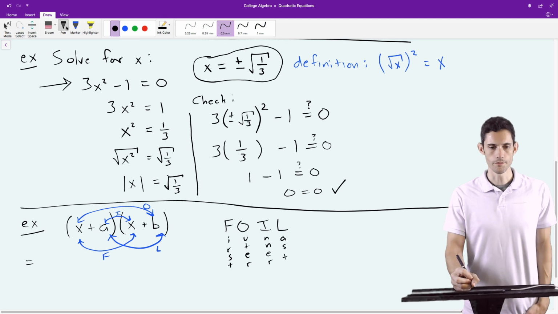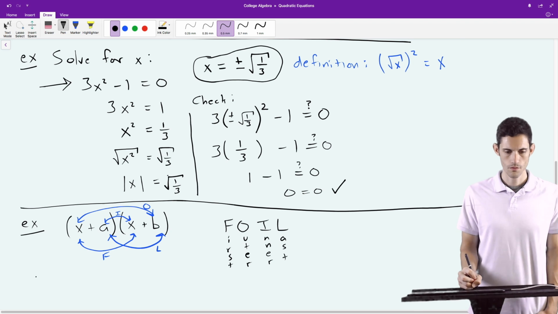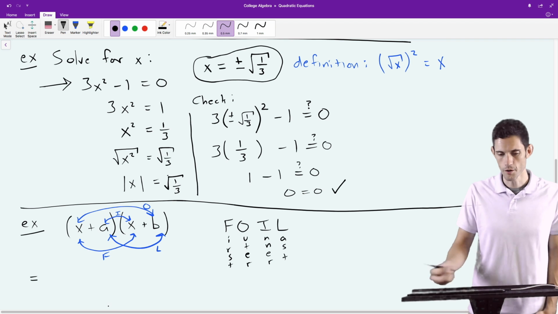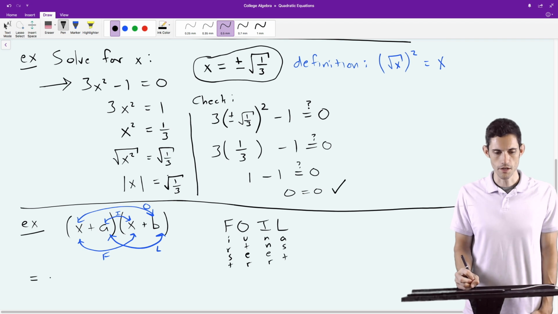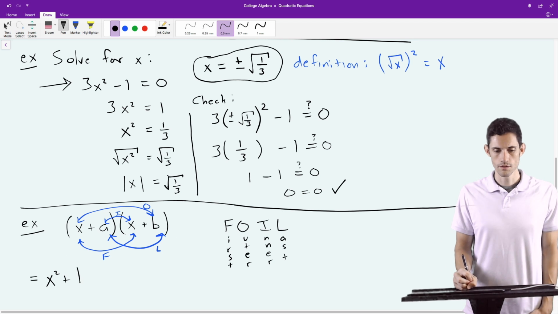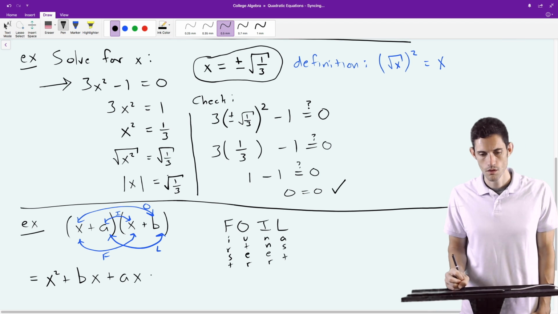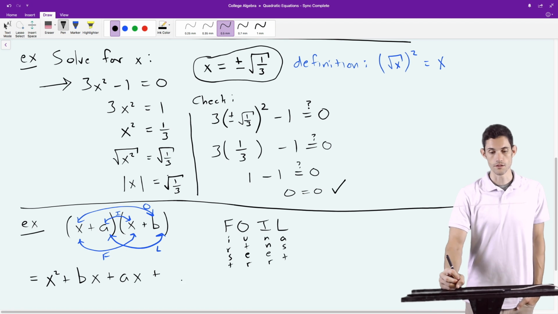So let's write that down. We'll just go in that order. Since you're adding all the terms together, the order really doesn't matter, but if you want to use FOIL, then let's do that. So first, x times x is x squared. Outer, x times b is bx. The inner terms are a times x. And the last terms are a and b, so a times b.